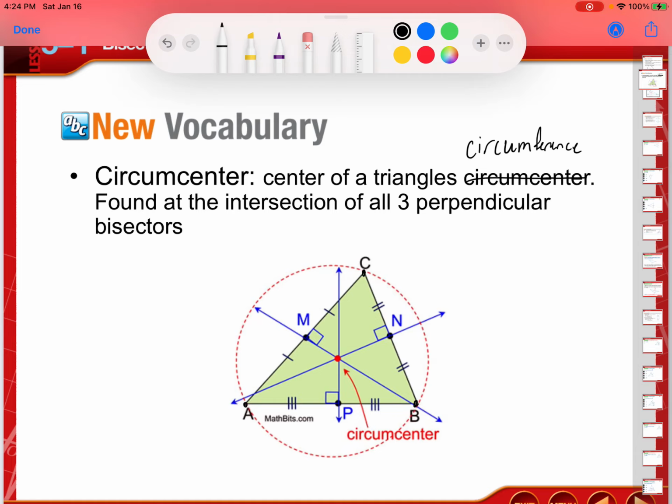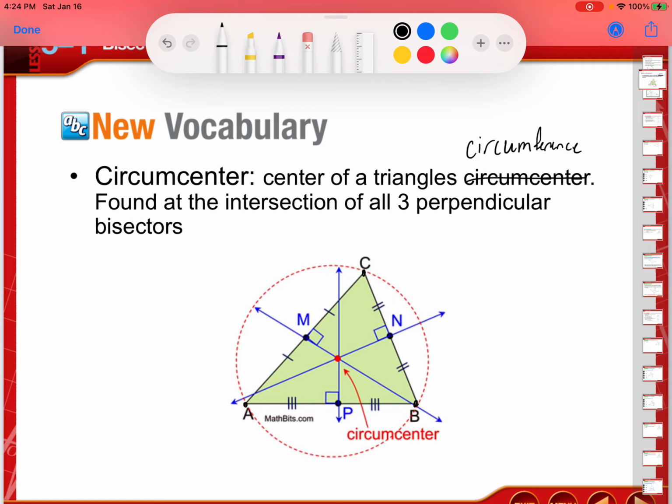So you find this at the intersection of all three perpendicular bisectors. So if you take each side and you draw in a perpendicular bisector, so 90 degrees from the midpoint, where those three lines intersect, that would be your circumcenter.